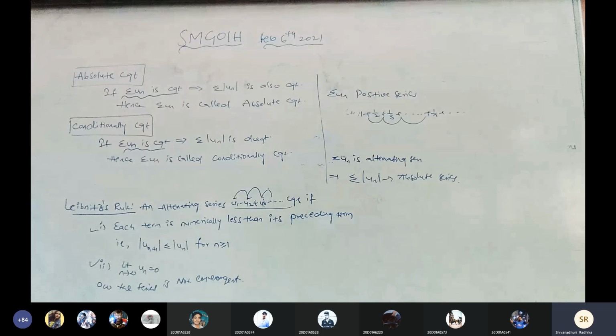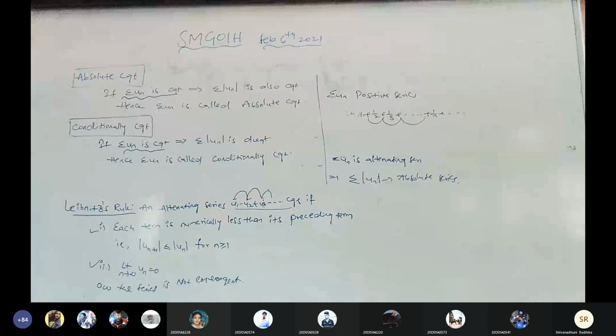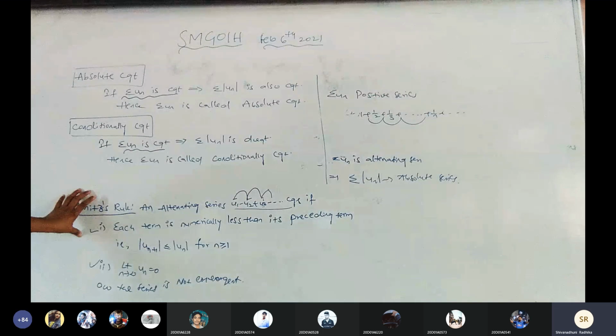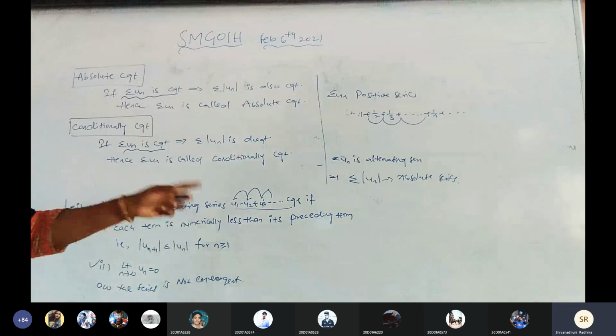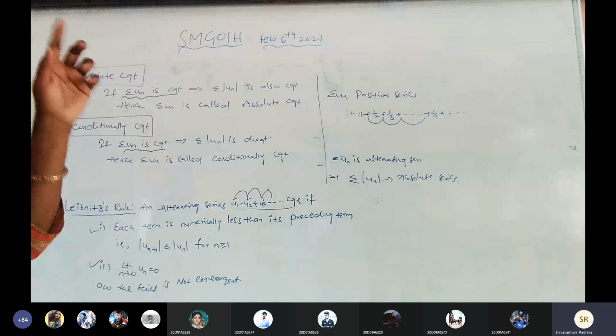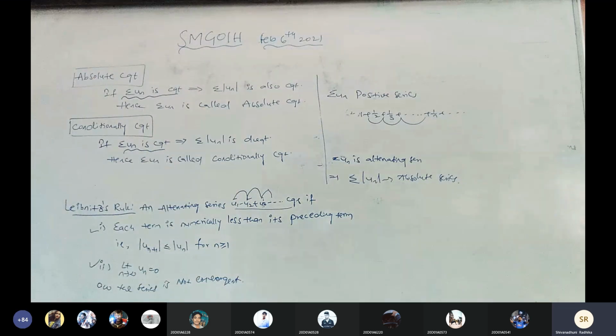If both the first condition and the second condition are satisfied, then the given alternating series is a convergent series. Otherwise, that is not convergent. Is it clear? Not convergent means that is divergent. Simply we can write, the given alternating series is convergent means these two conditions are satisfied. If any one of the conditions is not satisfied, the given alternating series is not convergent, that is divergent. Is it clear, all of you?